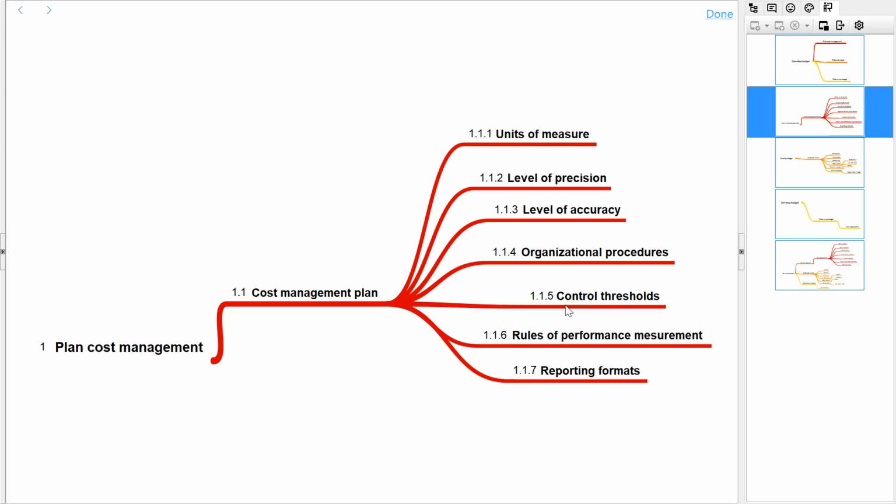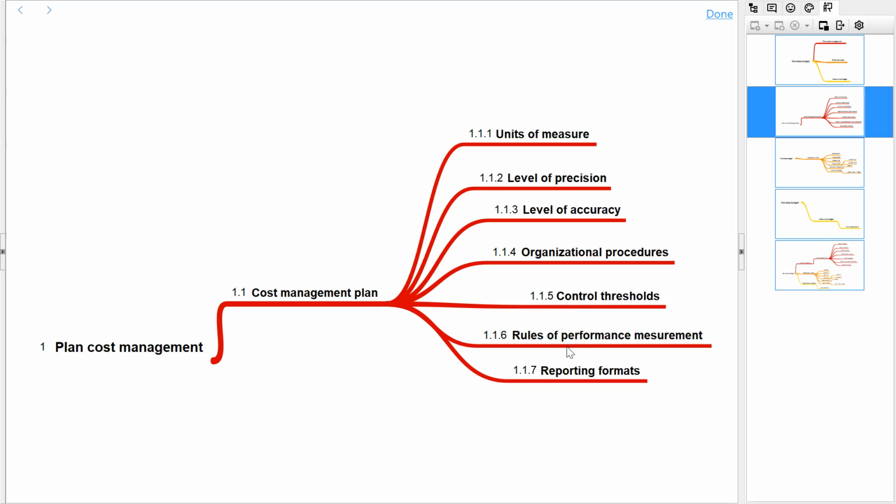So we have to decide the control thresholds, like when the schedule slippage is more than 10% escalate, or when the cost overrun is more than 15% escalate, or you try to manage within yourself. Those kinds of things must be decided upfront.